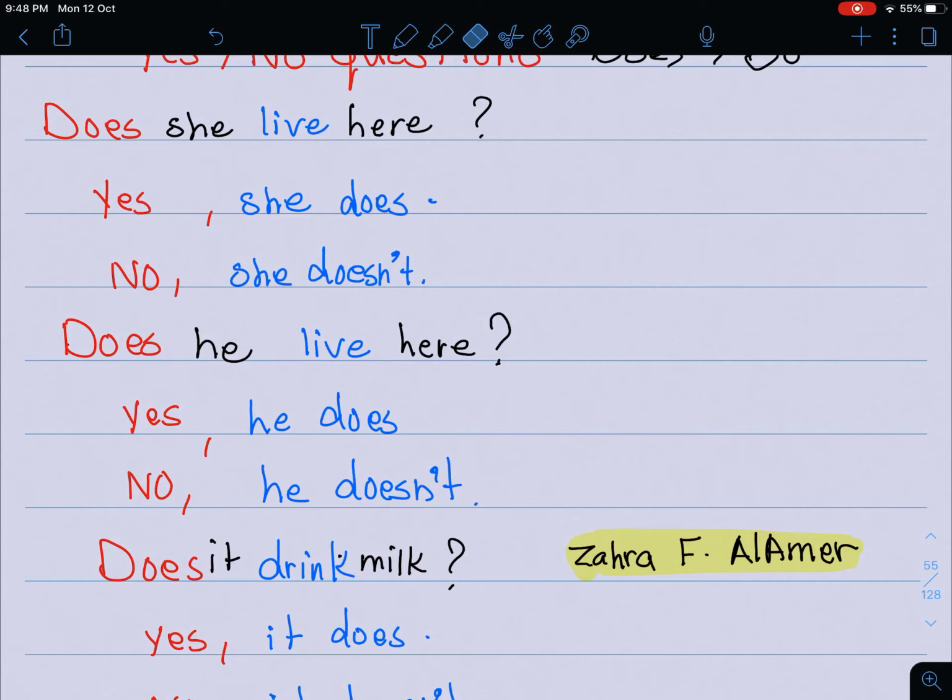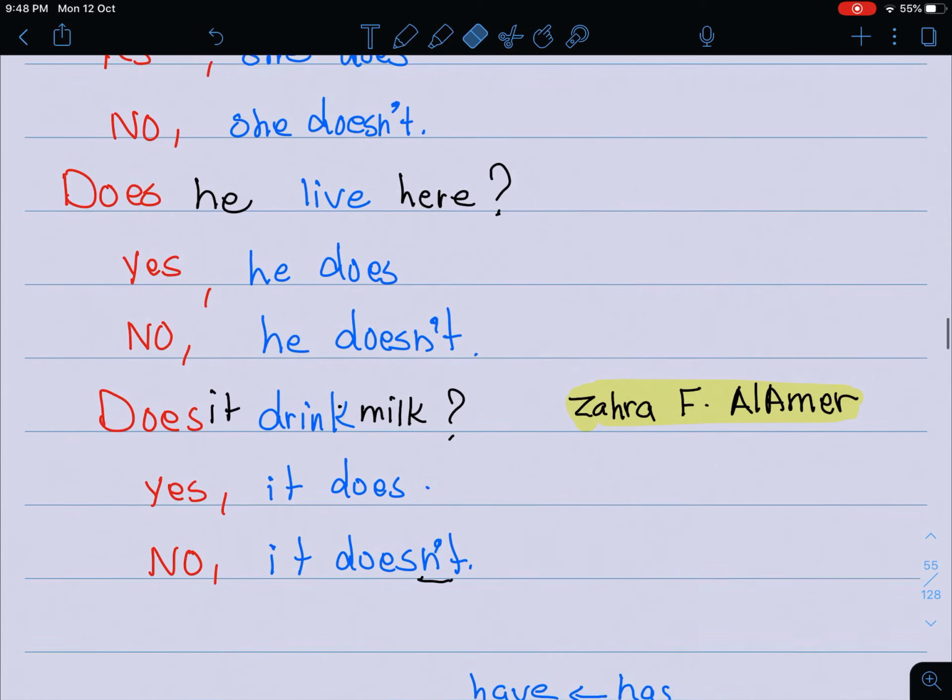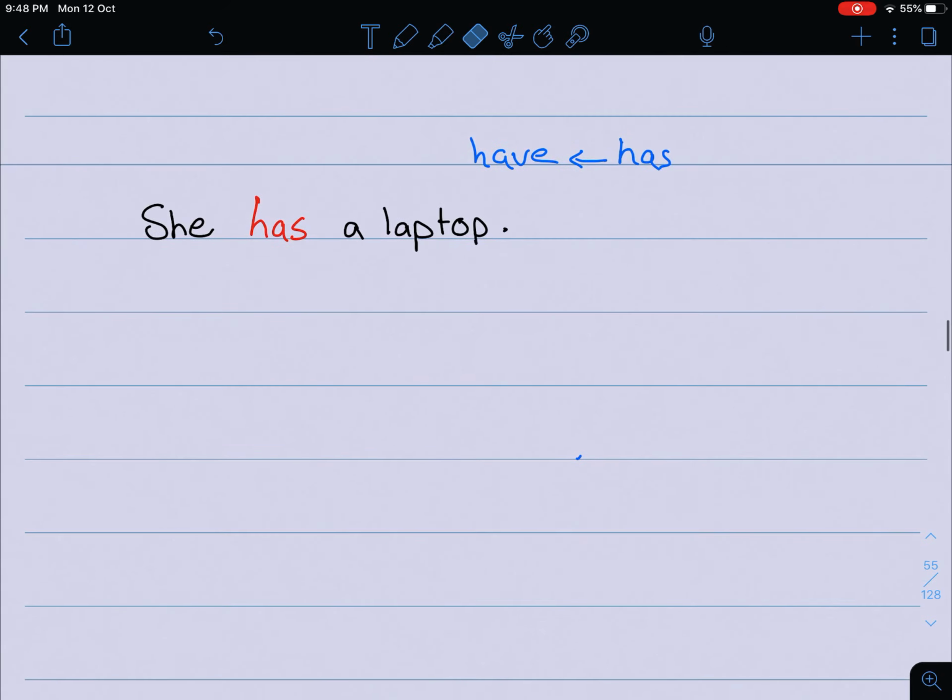No, she doesn't. Yes, he does. Yes, he does. No, he doesn't. Clear? Now let's move on to verb to have. She has a laptop. How am I going to make a yes or no question out of this sentence?